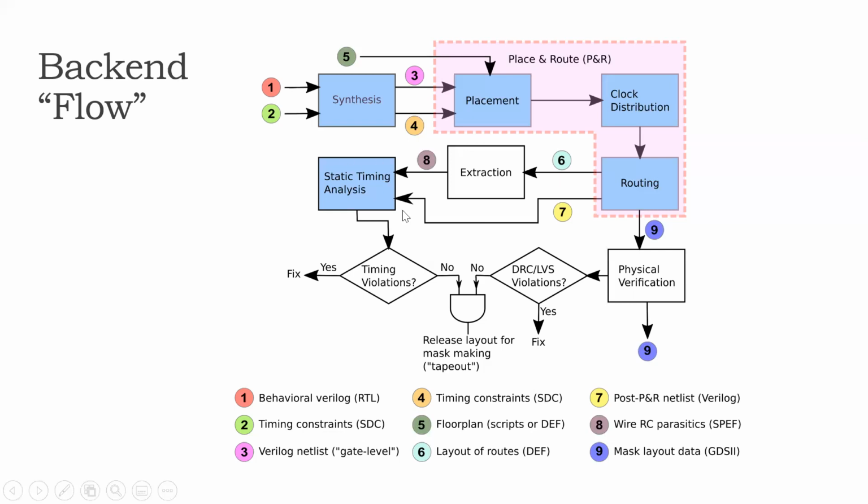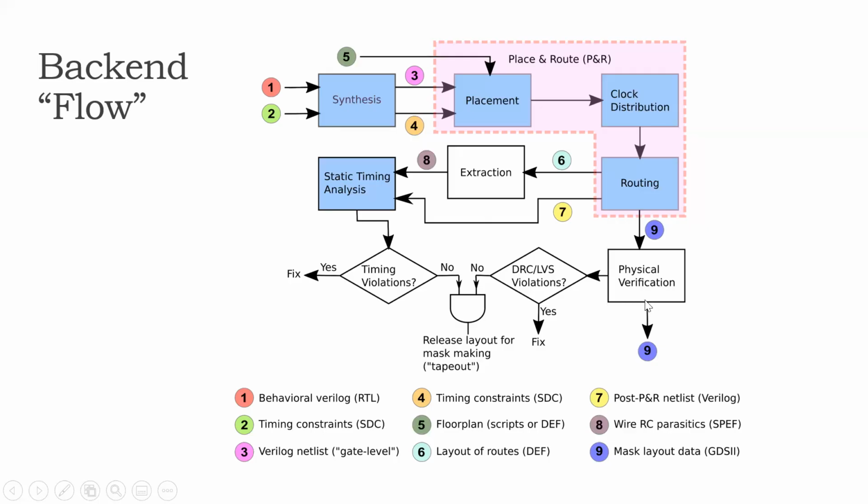If there are timing violations, then you have to fix them. If there are no timing violations, then in principle we are done. We can send the layout information for mask making. But we also need to make sure that there are no design rule violations in the layout. So we have to do those design rule checks as well. That's what this physical verification step is.